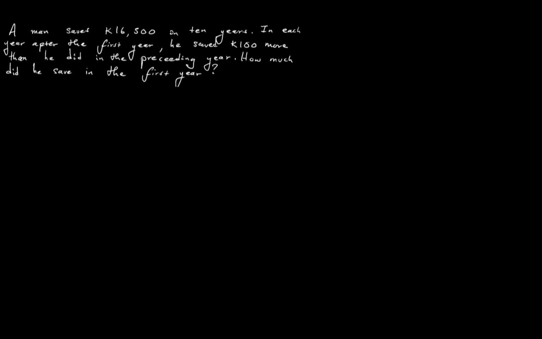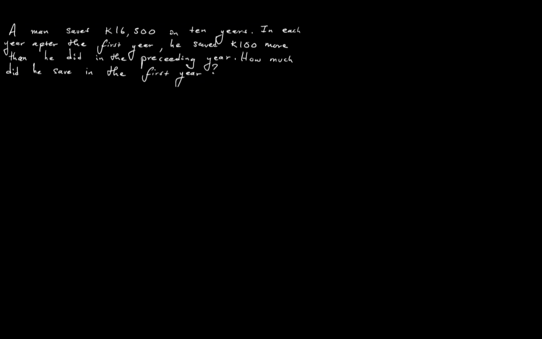So we're going to look at some problems that are associated with the applications of APs and GPs. Now, let's first start with this question. The question reads: a man saves about 16,500 kwacha in 10 years. In each year after the first year, he saved 100 kwacha more than he did in the preceding year. How much did he save in the first year?